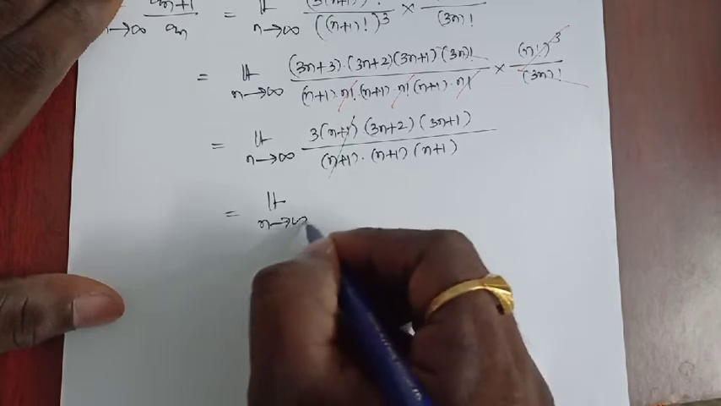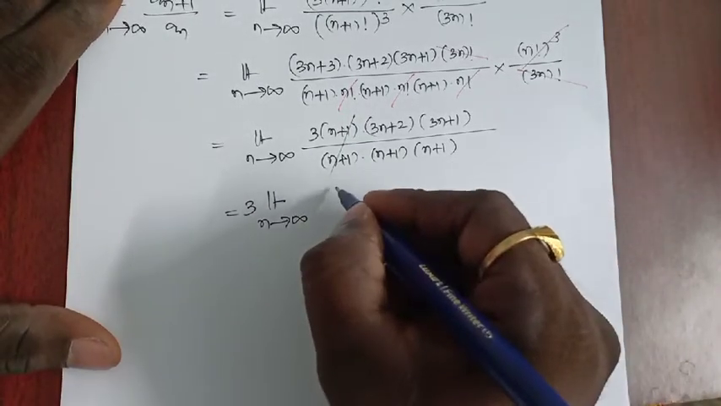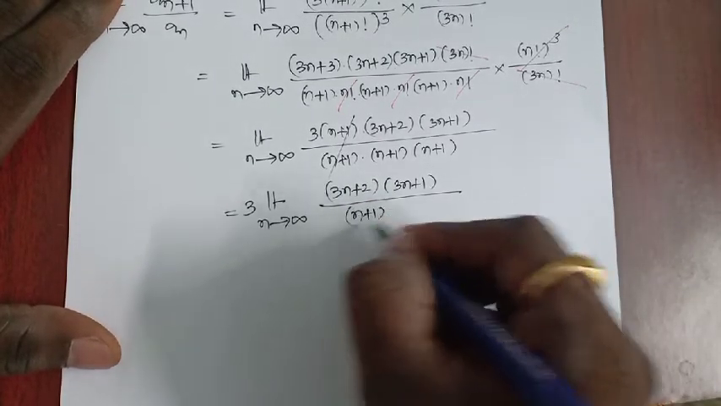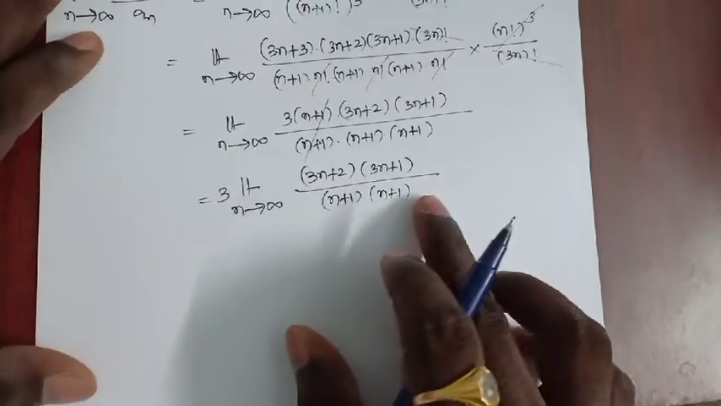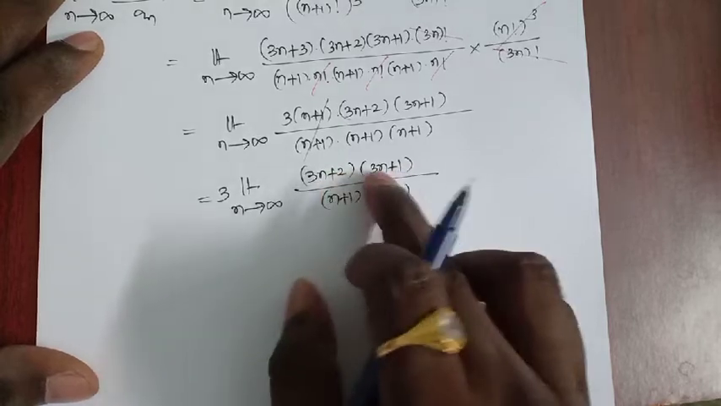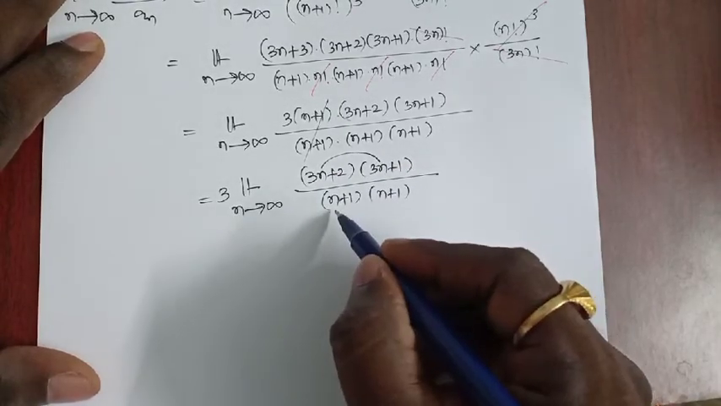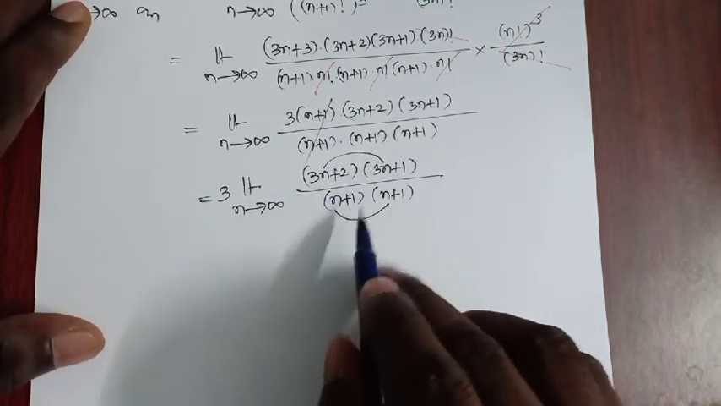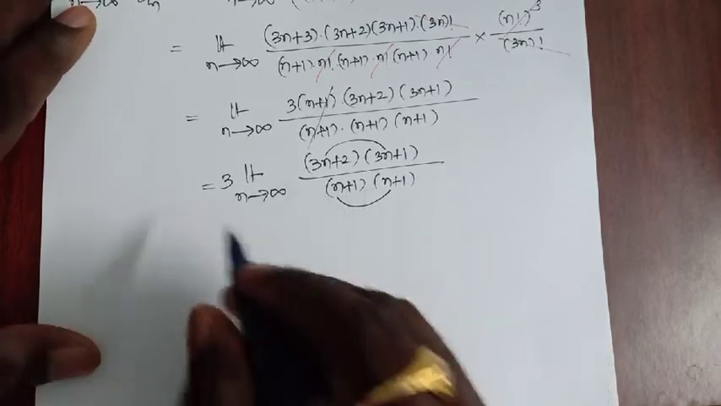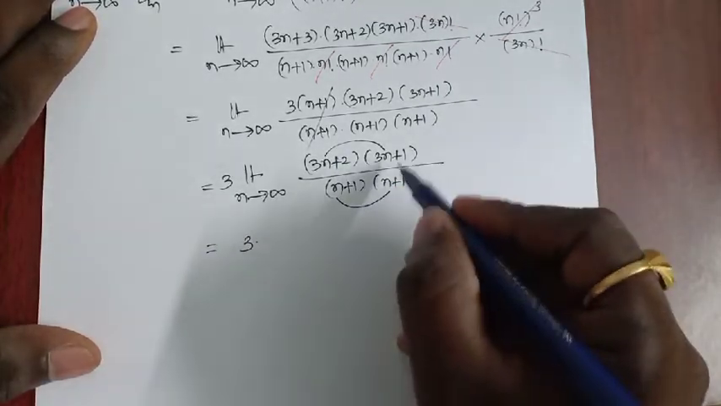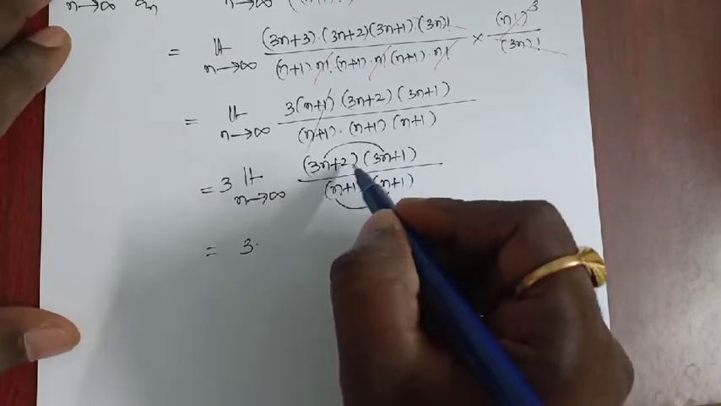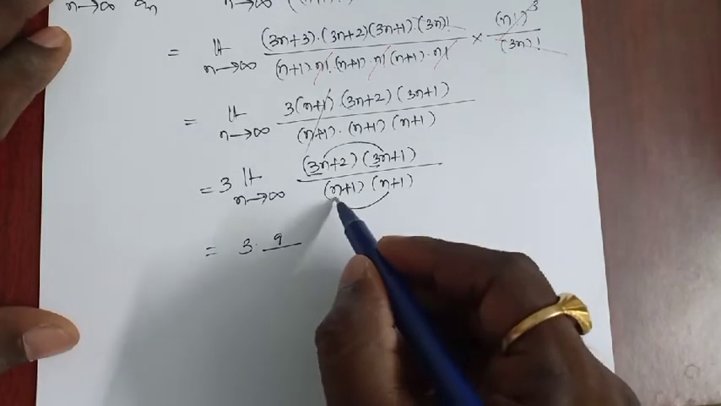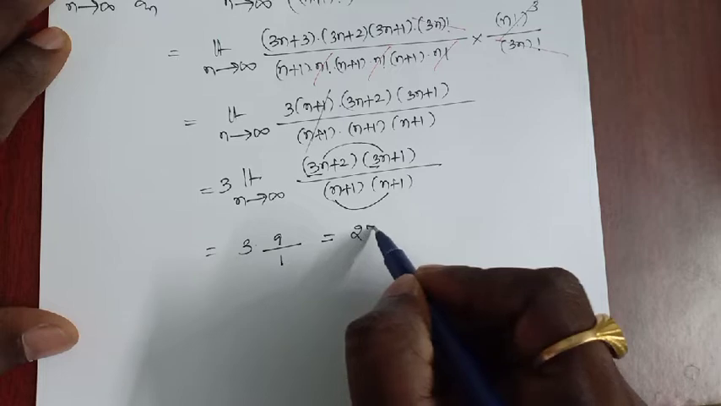Now finally what we have: limit n tends to infinity, 3 is a constant, put it outside, so (3n+2) into (3n+1) divided by (n+1) into (n+1), which is (n+1) whole square. Coming to the numerator, the highest degree is n square, and in the denominator the highest degree is also n square. If the numerator highest degree is equal to the denominator highest degree, we write the ratio of the coefficients. The coefficient of n square in the numerator is 9, divided by the coefficient of n square in the denominator, which is 1. So 3 into 9 is 27.